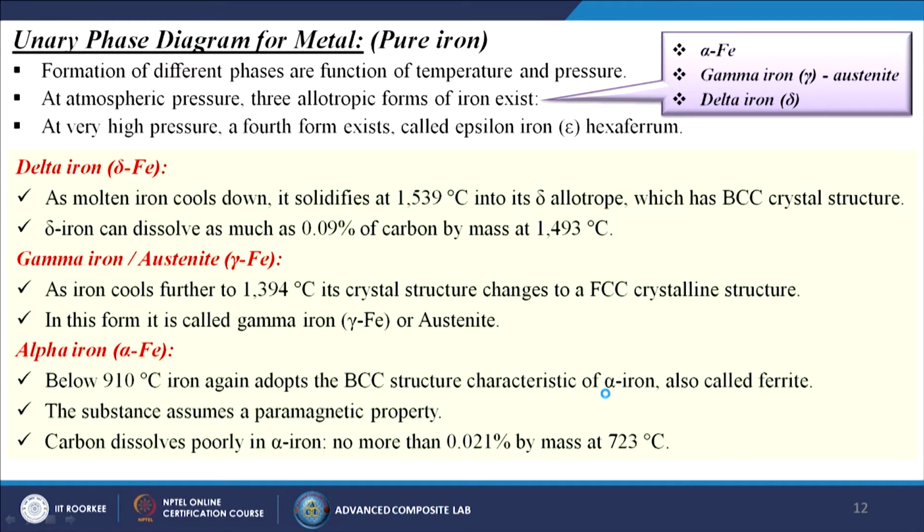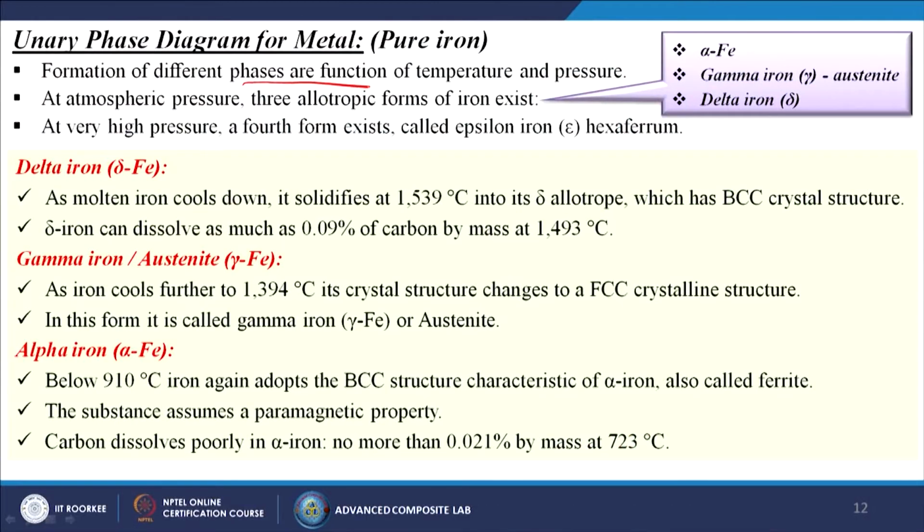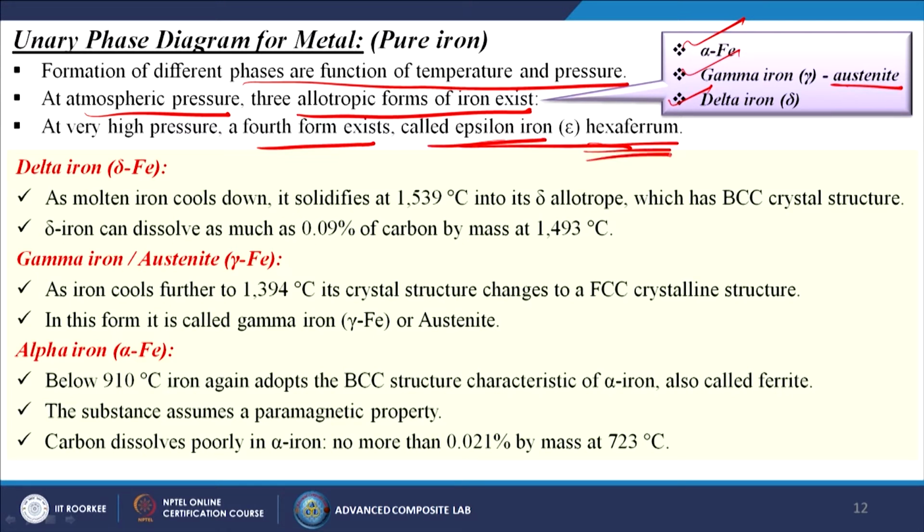Now, the unary phase diagram for a metal. Suppose we take the example of pure iron. The formation of different phases is a function of temperature and pressure, as I already said. At atmospheric pressure 3 allotropic forms of iron exist: alpha iron, gamma iron which is known as austenite, and delta iron. At very high pressure a 4th form exists, called epsilon iron or hexaferrum.